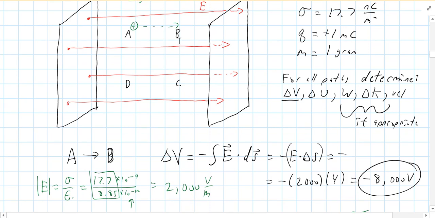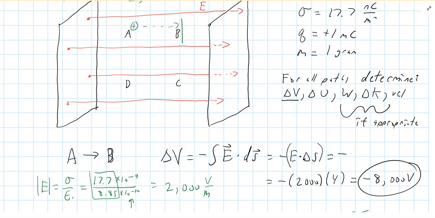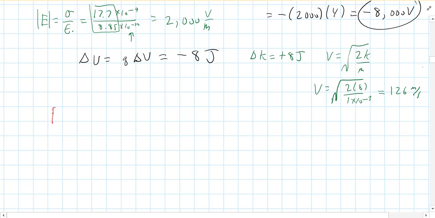Then we're going to hold our hand out and boom, stop him. So now he's stopped. We had to do work to stop him, right? We had to do negative 8 joules of work to stop him. And now we're going to move him from B to C. So what happens when we move him from B to C?